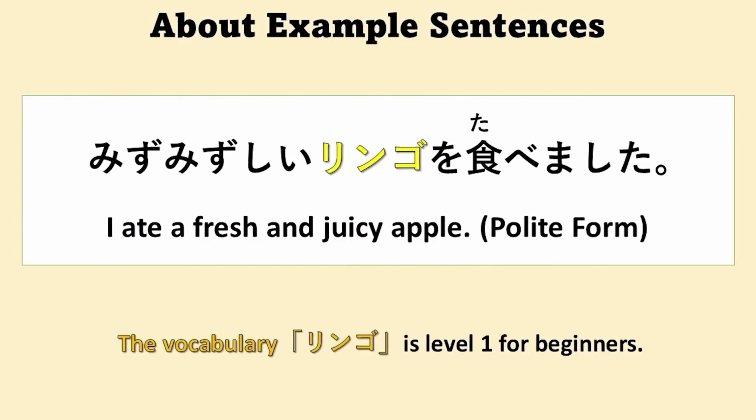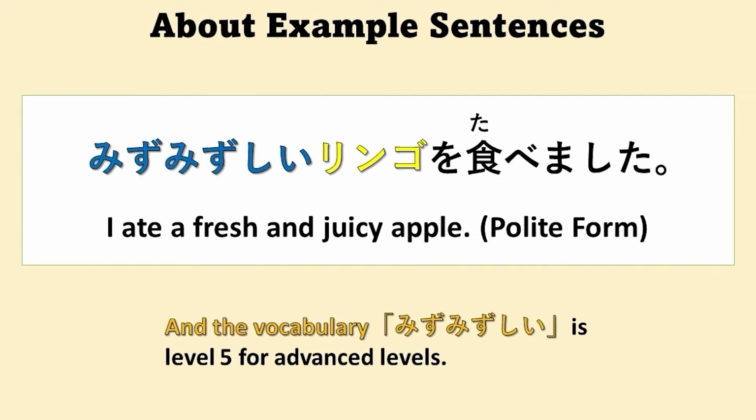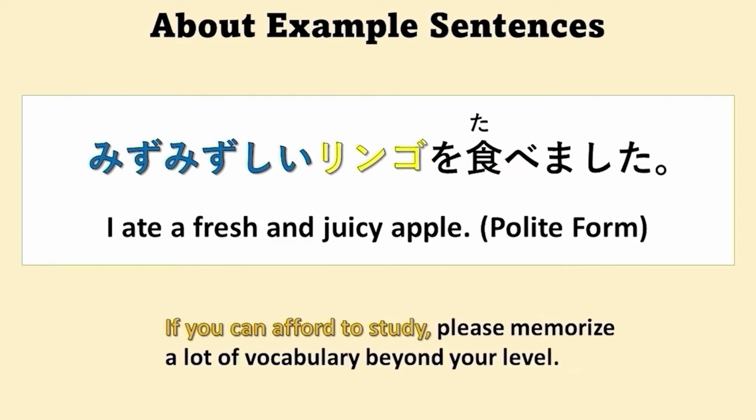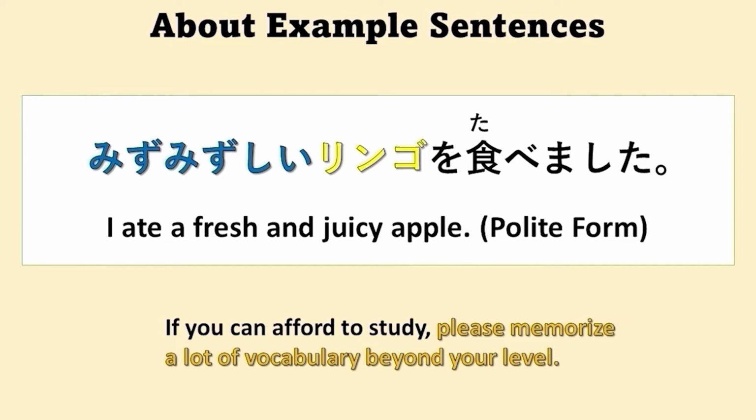The vocabulary リンゴ is level 1 for beginners. And the vocabulary みずみずしい is level 5 for advanced levels. Level 1 vocabulary and level 5 vocabulary are mixed in this sentence. If you can afford to study, please memorize a lot of vocabulary beyond your level.